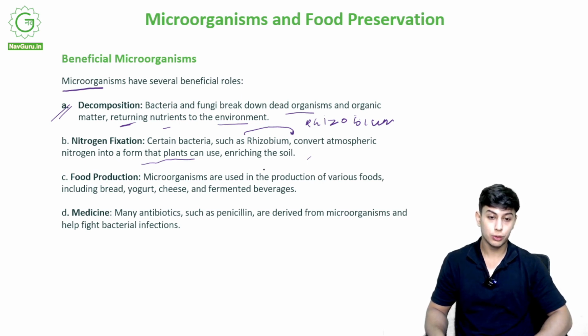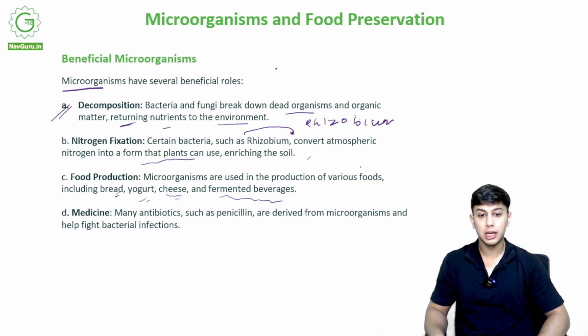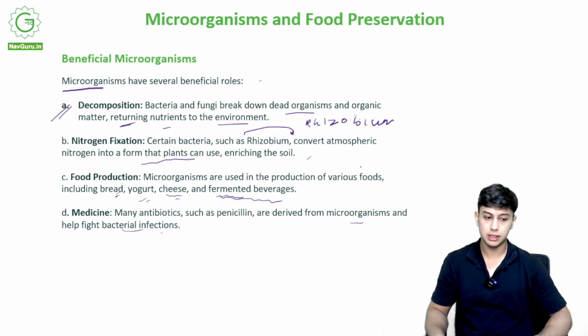Microorganisms are also used in food production. So microorganisms are used in production of various foods, alright, including bread, yogurt, cheese and fermented beverages. So for example, I told you bread, yeast, yogurt, the curd, lactobacillus and cheese, okay, and fermented beverages. What are fermented beverages? Those beverages that require fermentation to be done. So for example, chach and all those milk products that we use, that also has fermentation done. That is done through microorganisms. Medicine. Many antibiotics such as penicillin are derived from microorganisms and they help fight bacterial infections like I told you.